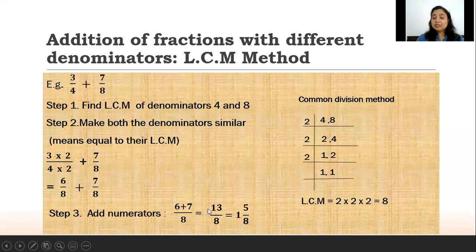Now the numerator is bigger than the denominator, so we can further convert this fraction to a mixed fraction. Just take a quick look. If you divide 13 by 8, 8 ones are 8, so 1 will be the quotient and 5 will be the remainder. So quotient, remainder, divisor is the rule for the mixed fraction. So we have written it here, and this question is done. Our addition of fractions with different denominators is done. Let's understand some more examples.